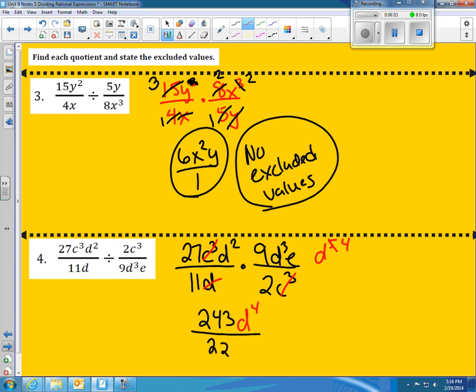And we have an e. That has nothing to go with it. Again, all I have left in my denominator is a number, so there are no excluded values.